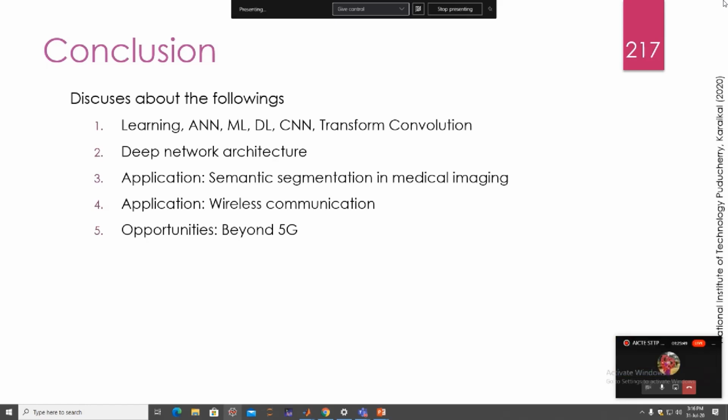And for the applications, we have discussed two important ones. One is semantic segmentation in medical imaging, which basically tells what is present and where it is present. And in wireless communications, we saw how it can overcome the difficulties. There are some opportunities beyond 5G: how to increase the performance, how to increase the accuracy, how to design the model. There are so many opportunities for researchers to look into the model, to increase the accuracy, to update the weights for 5G as well as beyond 5G wireless and mobile phone communications.